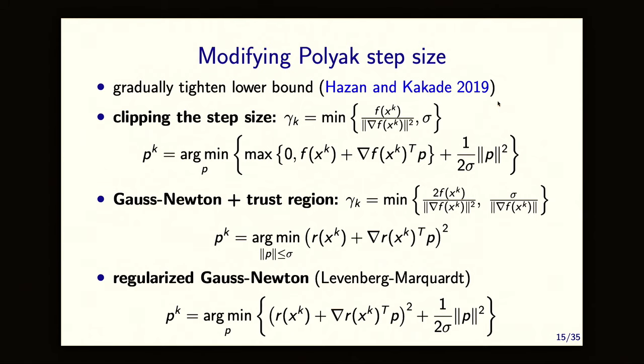And yet another one is, instead of a hard constraint, you add a regularization on the p. And this is basically the Levenberg-Marquardt method. This is actually the algorithm we're going to focus on in this talk. So there are several different ways. We will focus on the last one.